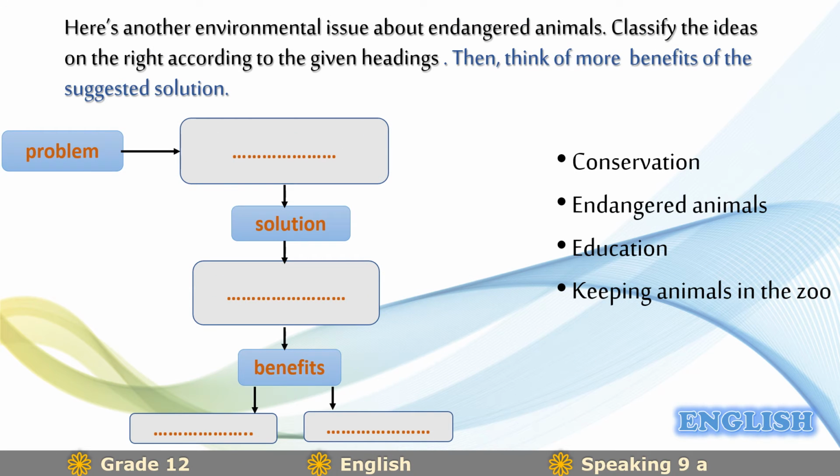All right, so let's move on. Here's another environmental issue about endangered animals. Classify the ideas on the right according to the given headings. Then, think of more benefits of the suggested solution. So, we have the problem, solution, then benefits.